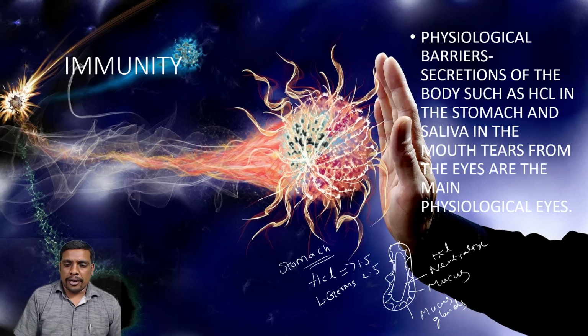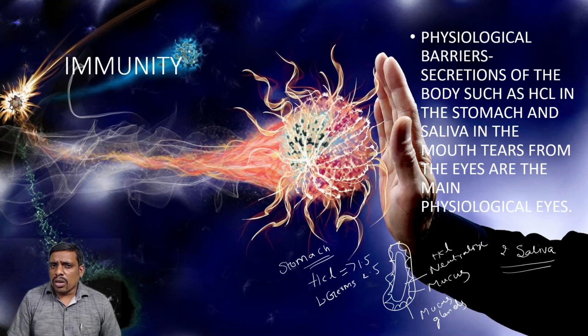Now let me say one more point. One more important physiological barrier is the saliva. How does saliva act as a physiological barrier? What are the structures which produce the saliva? There are three pairs of salivary glands in the buccal cavity which produce this saliva. The saliva in the mouth, and even the tears from our tear glands, contain enzymes which can neutralize microbial action and act as a physiological barrier.